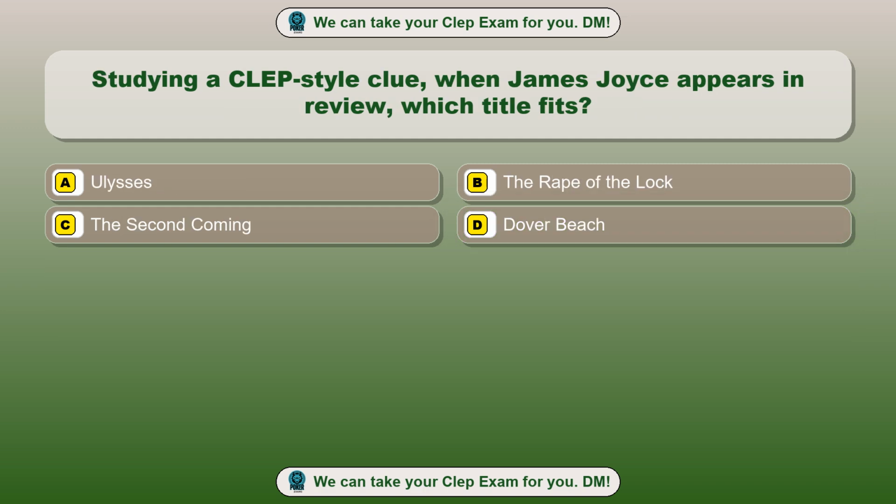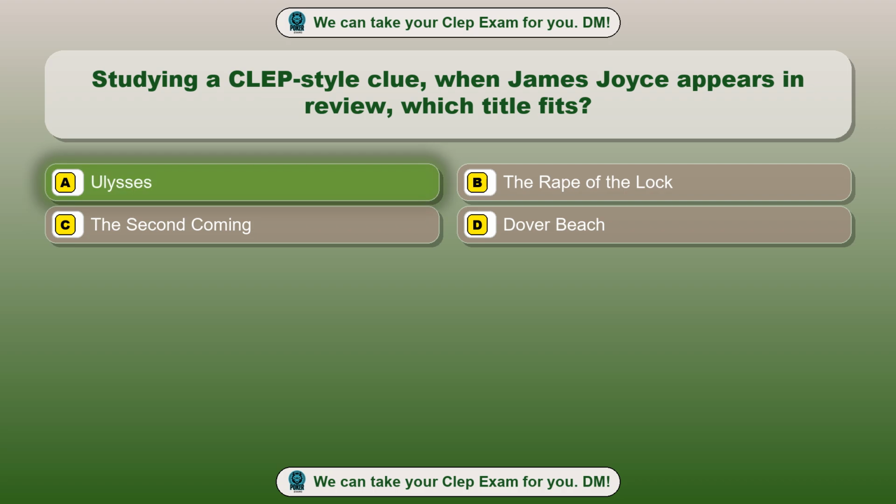Question 88. Studying a CLEP-style clue. When James Joyce appears in review, which title fits? Option A. Ulysses. Option B. The Rape of the Lock. Option C. The Second Coming. Option D. Dover Beach. The correct answer is option A.